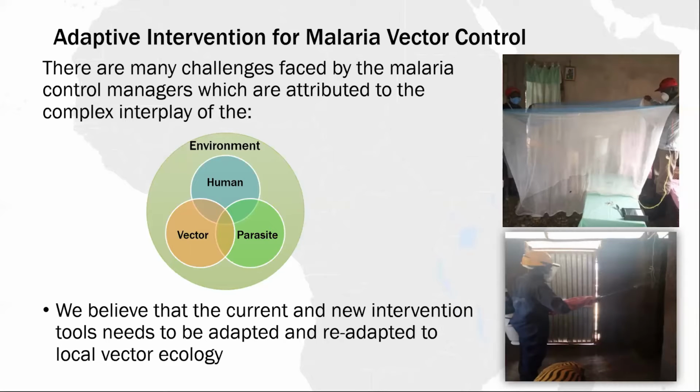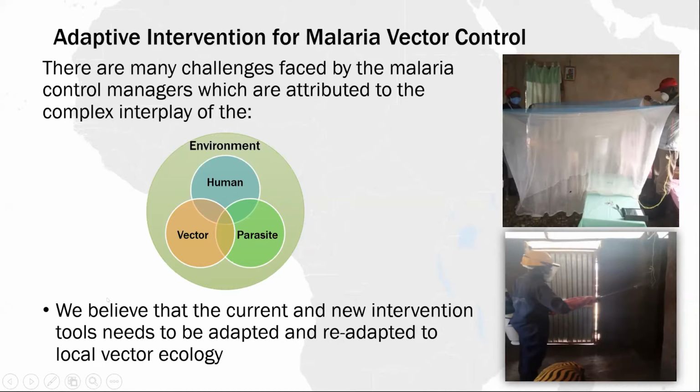There are many challenges that national malaria control programs face, which I can distill to the environment, the human, the vector, and the parasite, which normally have a very intense interaction. This complex interplay is what makes it difficult for malaria control managers to come up with an optimal vector control strategy.